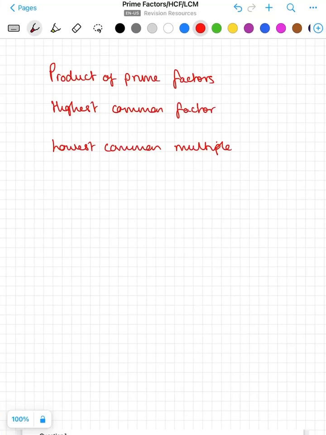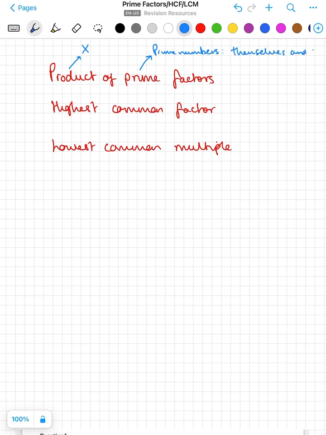In this tutorial, we're looking at prime factors, highest common factor and lowest common multiple. So let's just break this down. Product in maths means to multiply. The prime refers to prime numbers. Now, prime numbers are those that can only be divided by themselves and 1.